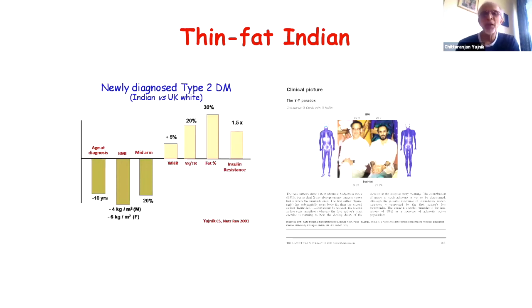So that picture convinced people that what I was talking about, thin fat Indian, might be right. And that's why this picture came in Lancet, which is a very prestigious journal. It's called YY paradox. That's Yajnik and Yudkin paradox. And this picture is one of the most frequently shown in all diabetes and obesity meetings since it was published in 2004. So you will see internationally I am called a thin fat Indian. So that's the story behind this phenotypic definition.